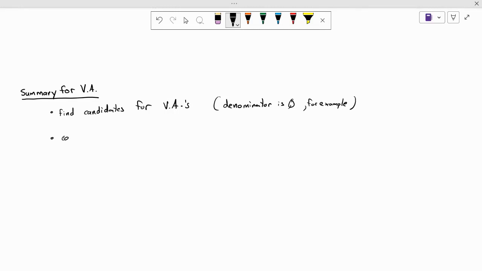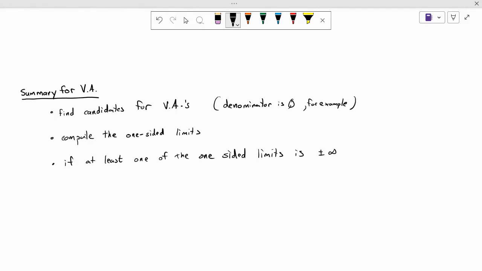And then compute the one-sided limits. So there are going to be two of those. And if at least one of those one-sided limits is plus or minus infinity, then we have a vertical asymptote. If the limit from either side is finite, then we don't have a vertical asymptote.